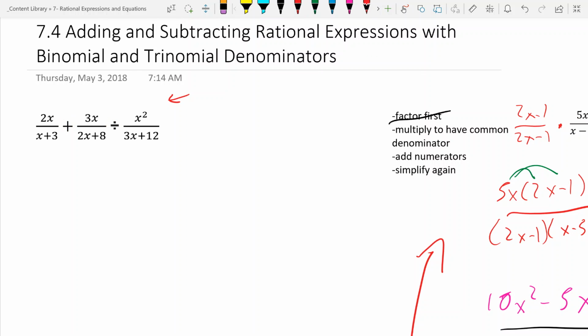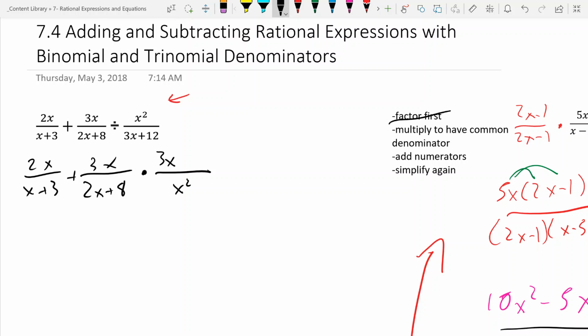So I'm going to use my BEDMAS and know I have to do the division first. So I'm going to rewrite this question, 2x over x plus 3 plus 3x over 2x plus 8 multiplied by... I also should factor if I see anything I can factor, but I don't. I have common factors here and here actually, so let me redo those with the common factors.